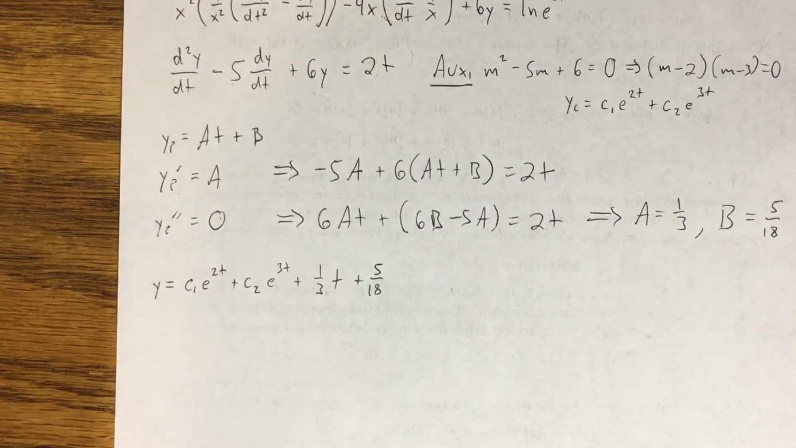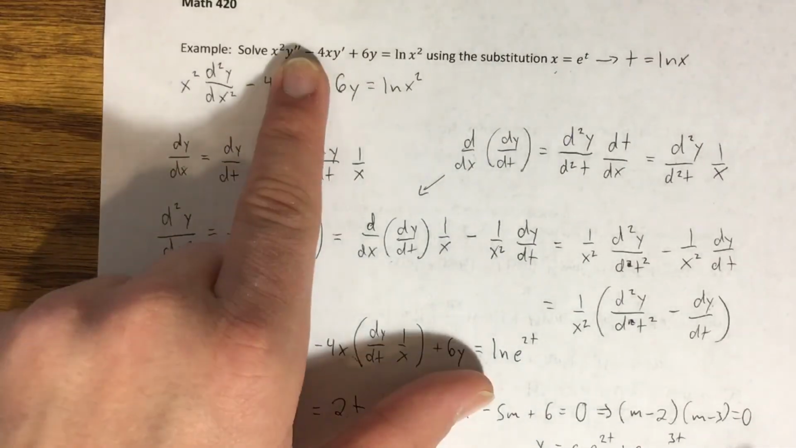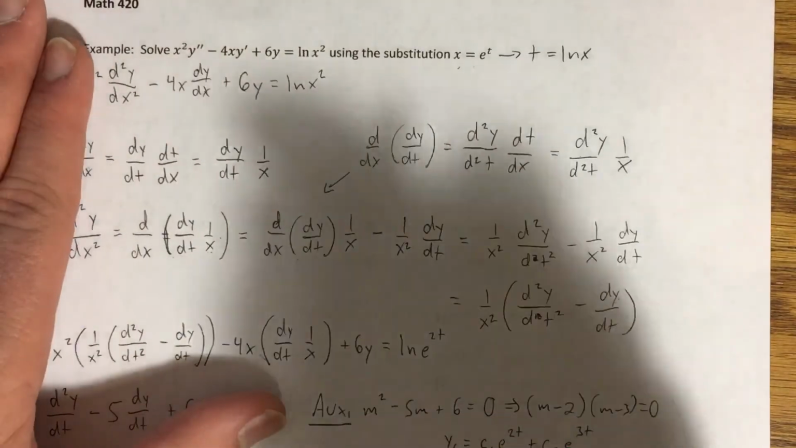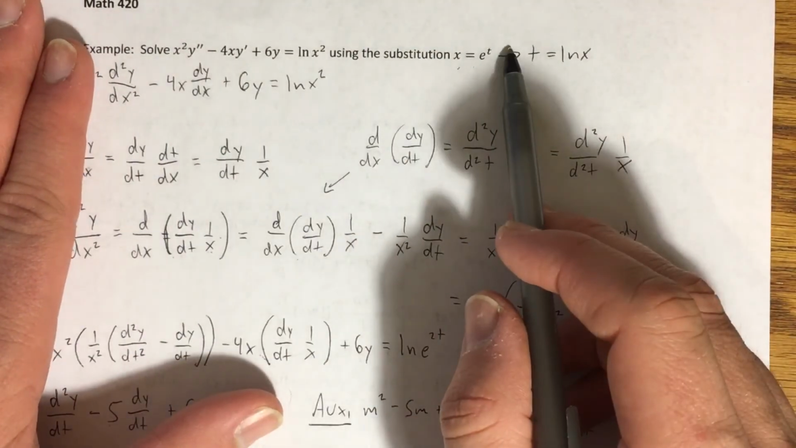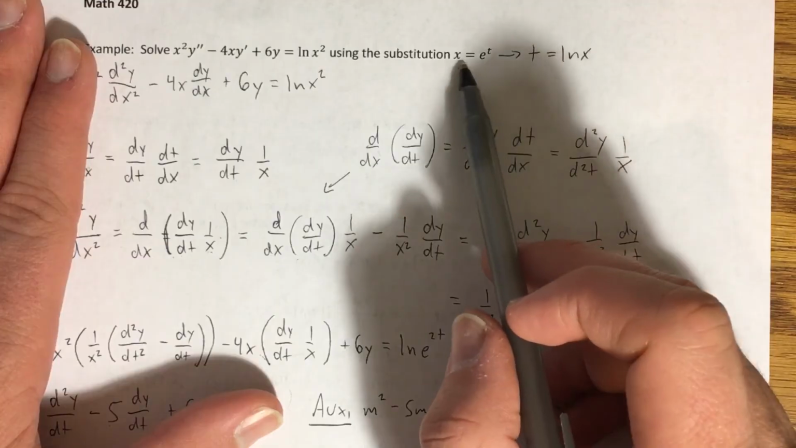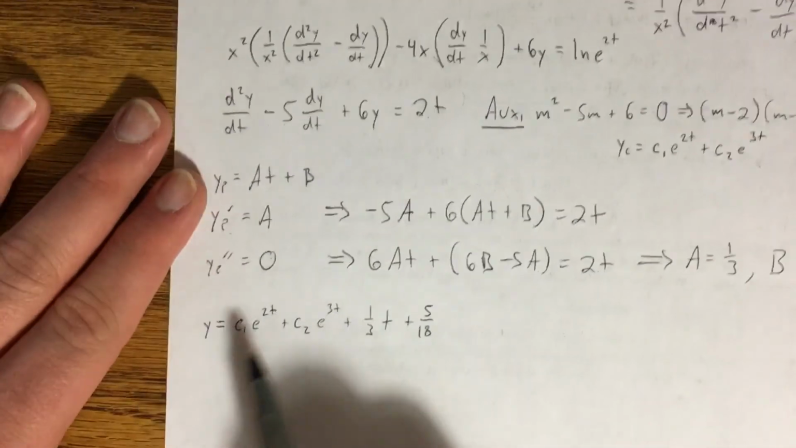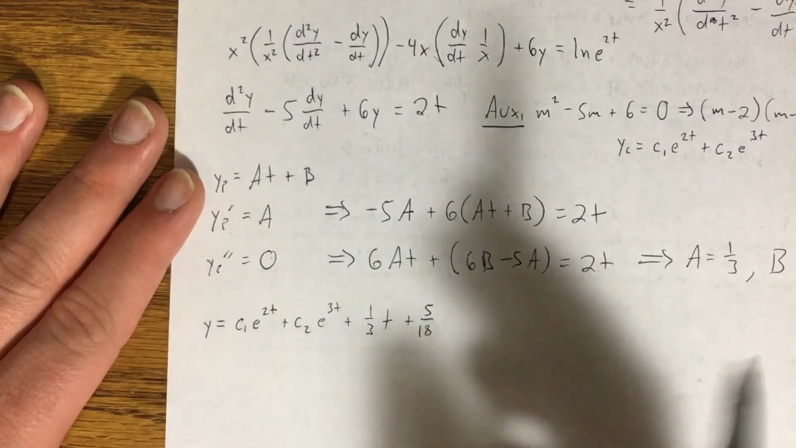Remember, t was a substitution that we made. Our original DE was given in terms of x. So we need to get this thing back in terms of x. It's not that difficult, though, because we have our relationship between x and t right here. So x is equal to e to the t. That means anywhere I see an e to the t showing up, I can replace that with an x.